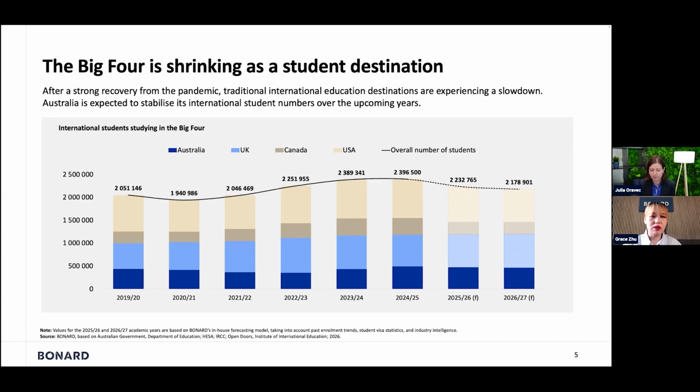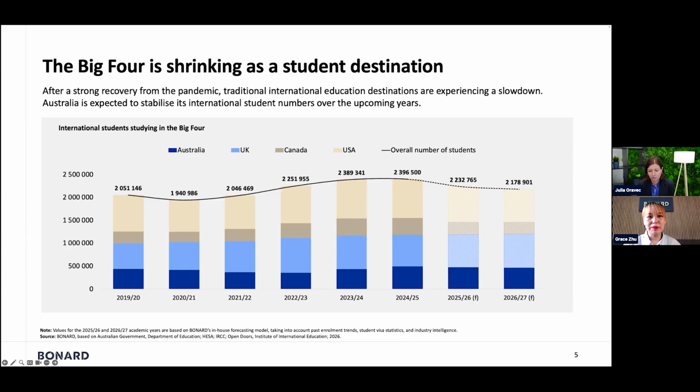So, of course, the contraction in the Big Four doesn't mean global demand is shrinking. It's rather transforming. We are seeing growth in Europe, across Asia, and in transnational education. So it's a clear sign that the global education landscape is diversifying. Against this backdrop, Australia's position remains robust, with a strong work-study route that makes it quite an attractive destination, even in the middle of global uncertainty.